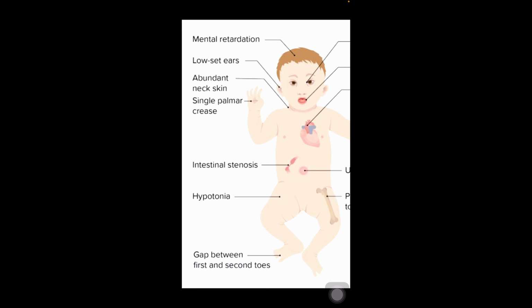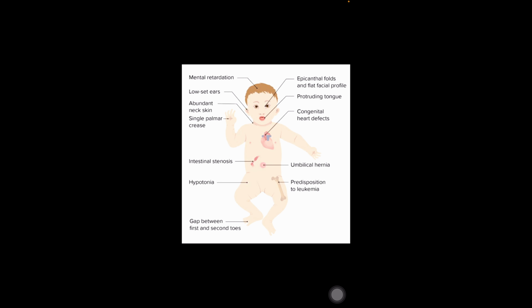Okay, they have a short neck. A lot of babies with chromosomal disease have a short neck. One example is the Turner syndrome. With the Turner syndrome, it's 45X0, and normally it's in females. They have a short stature and a webbed neck. So that is different, okay? And single palmar crease. This is classic for Down syndrome, okay? Intestinal stenosis. All Down syndrome patients end up with duodenal atresia.